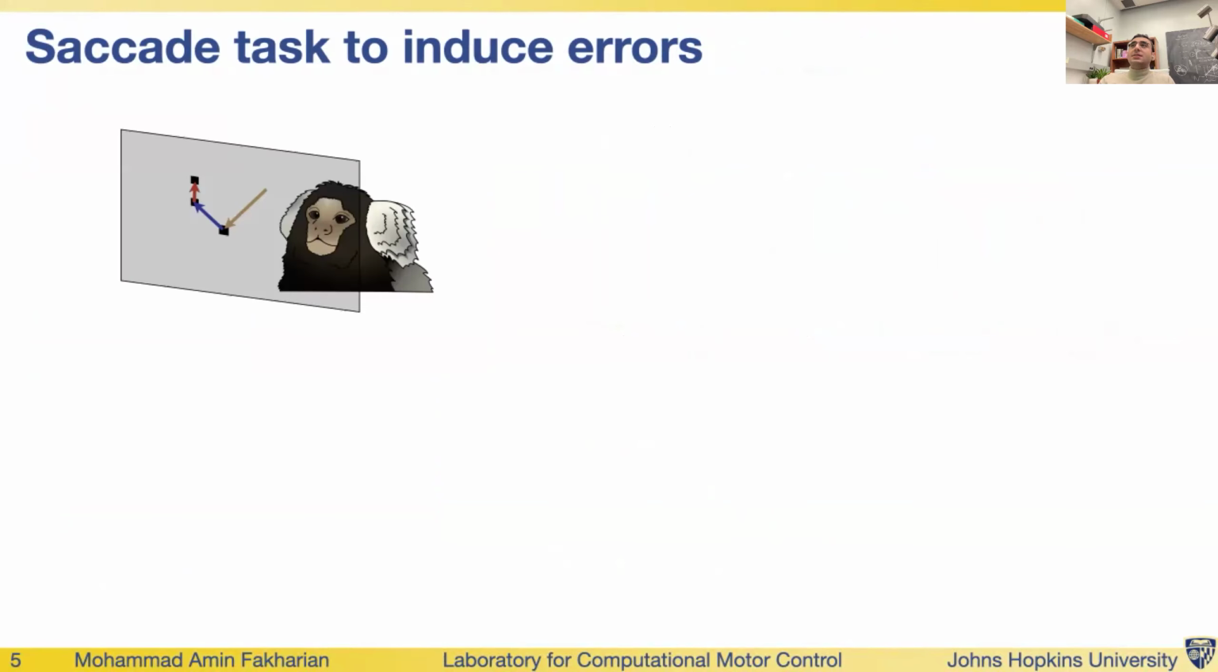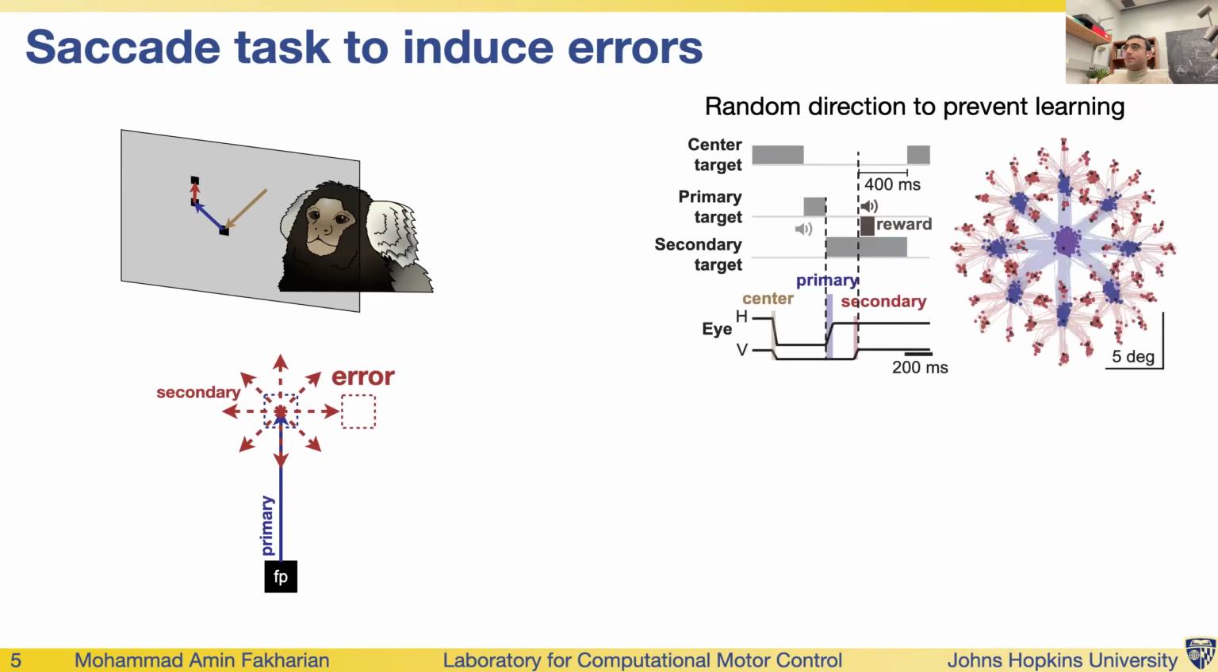So the task that we have for the saccadic eye movement is that the monkey is head fixed and we present visual targets. We start with a fixation point. The monkey is required to fixate for 100 milliseconds. Then we show a primary target. And the monkey makes the primary saccade, and we jump the target when the saccade initiates to induce an error to one of the 8 random directions.